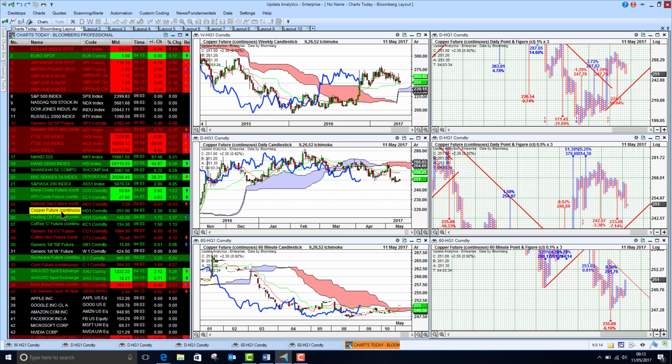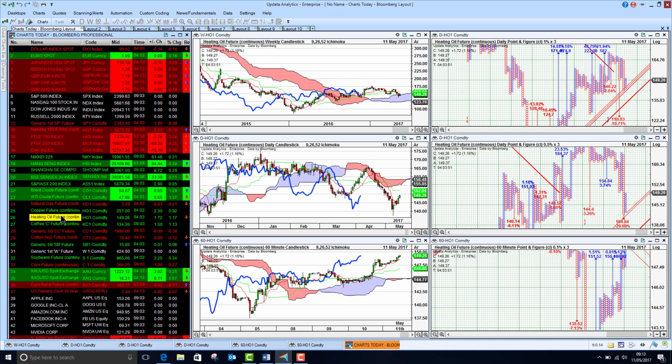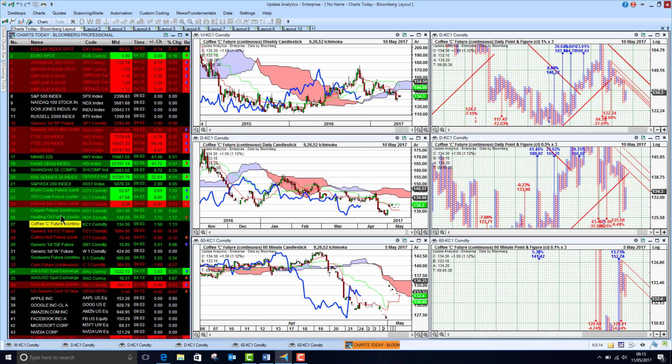Copper is just bearish in the short and medium term, so that's just breaking down, and that's quite key as well. And if we look at some of the others, heating oil, similar picture to crude as we might expect, coffee just bearish below the cloud there.